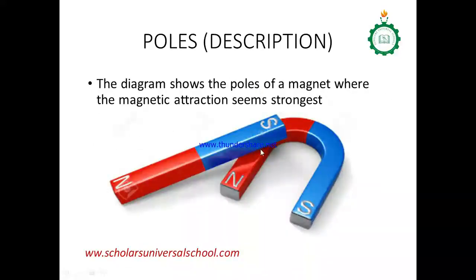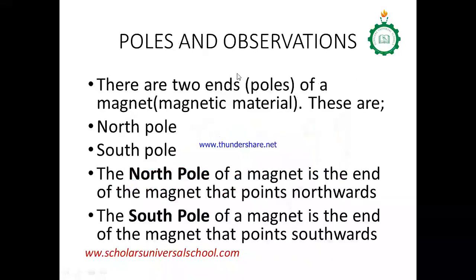So, as you can see, this is an end of the magnet. This is a pole. This is a pole. This is a bar magnet. This is a horseshoe magnet. All these illustrations are poles. So the diagram shows the poles of magnets where the magnetic attraction seems strongest, as I've explained.